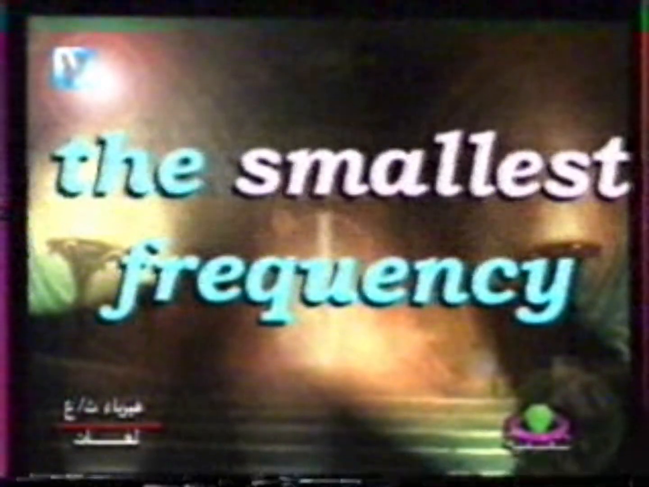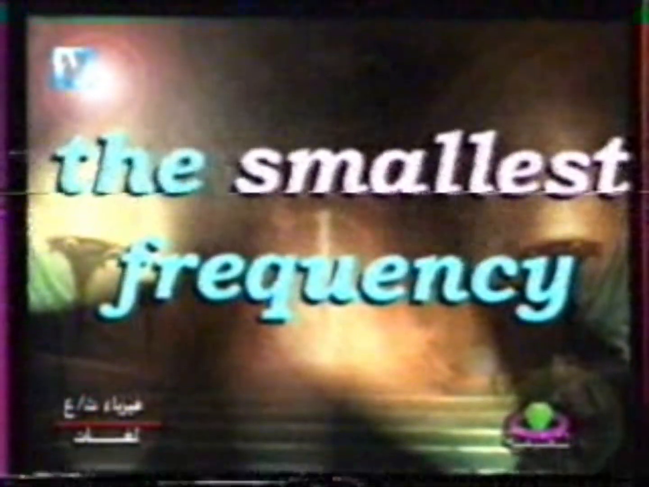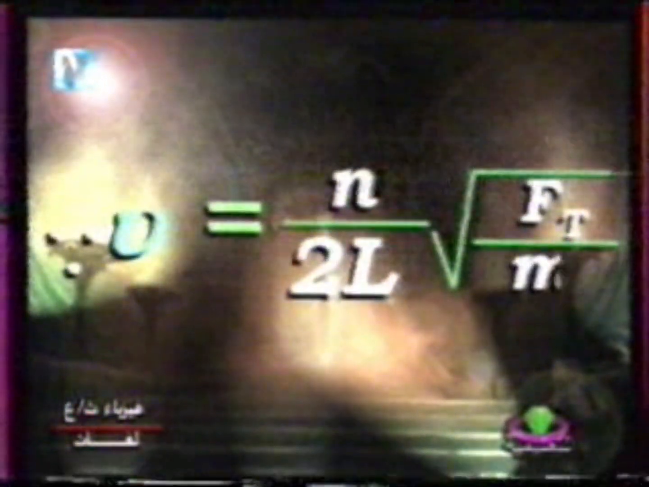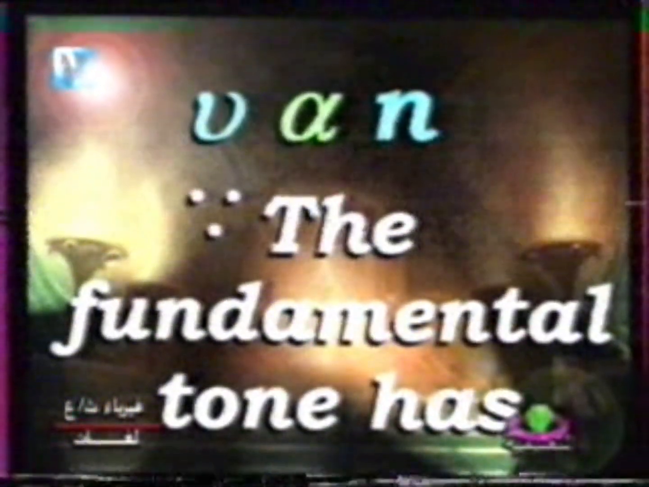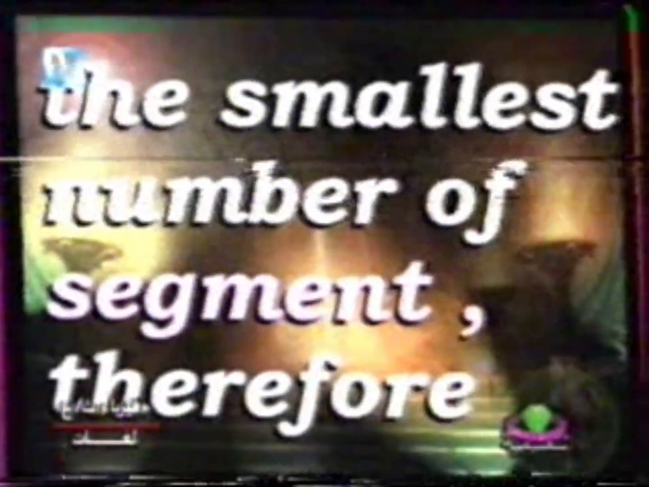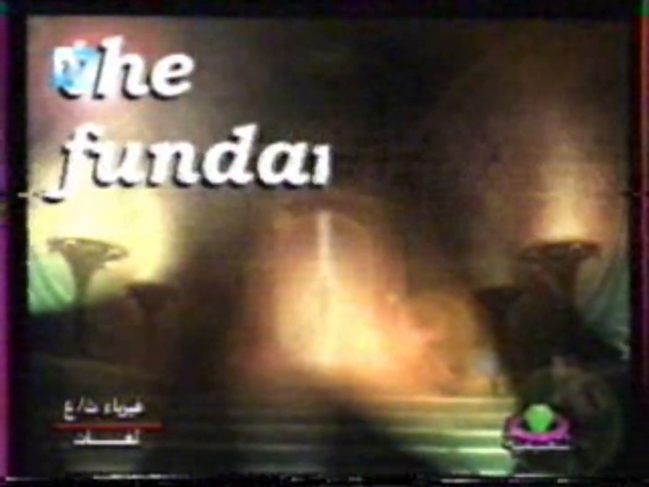Here we have give reason for. The fundamental tone has the smallest frequency. We all know that nu equals n over 2L root F_T over m. From this relation, it is clear that the relation between nu and n is directly proportional. Since the fundamental tone has the smallest number of segments, therefore, the fundamental tone has the smallest frequency.